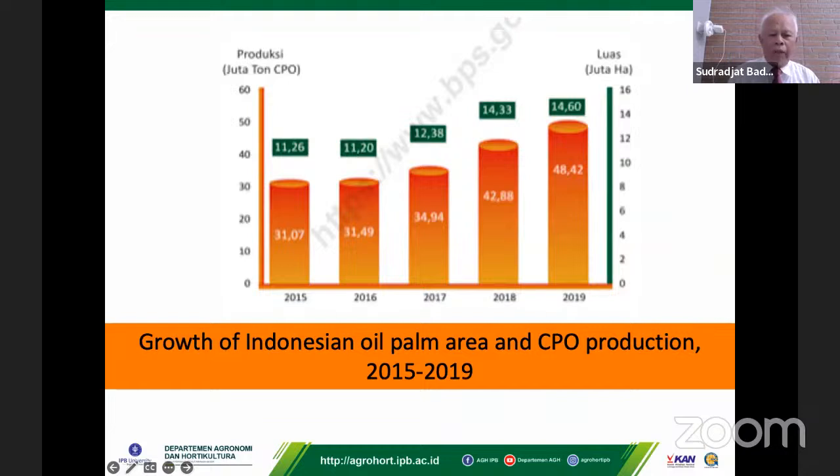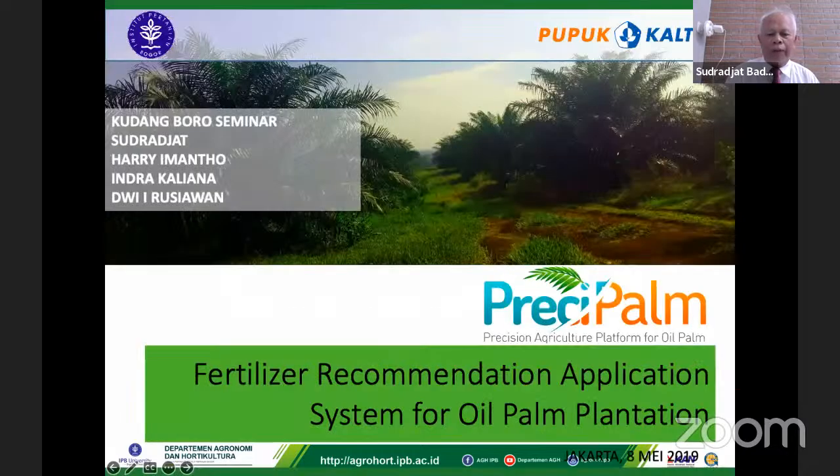And also for the growth of oil palm area and CPO production, we can see in this slide that the total area is about 14.60 million hectares, and the production is about 47 million tons. So we have a large amount of CPO production.